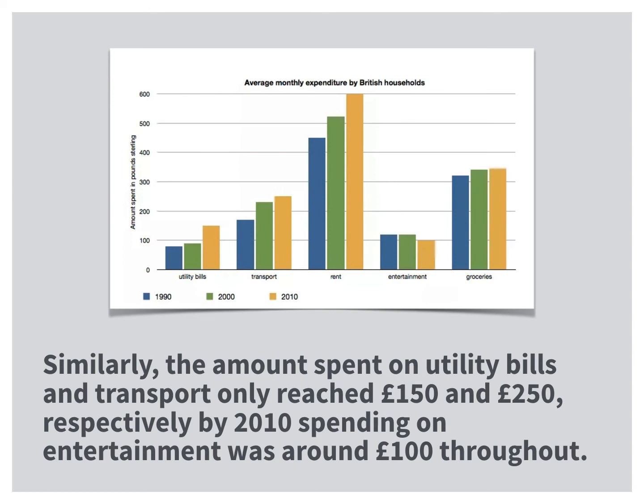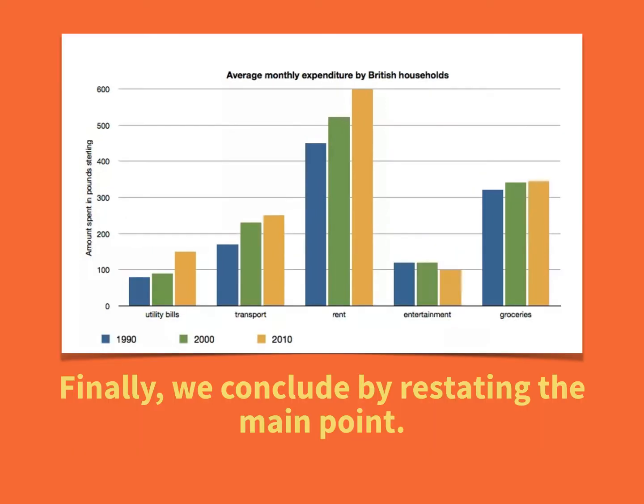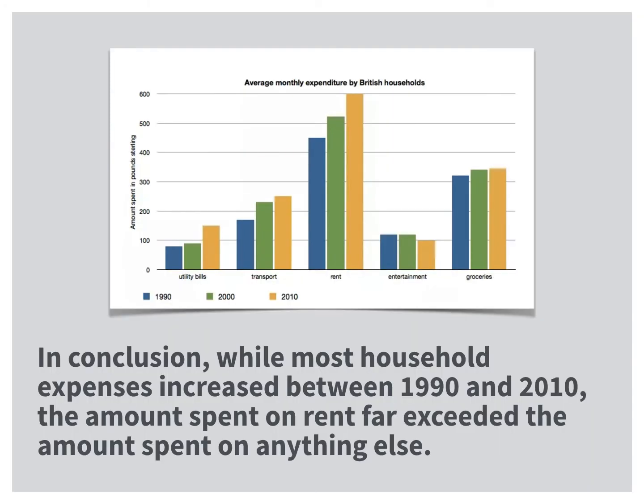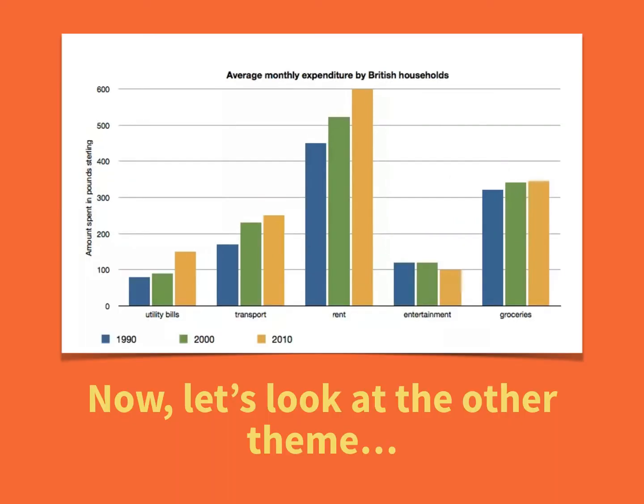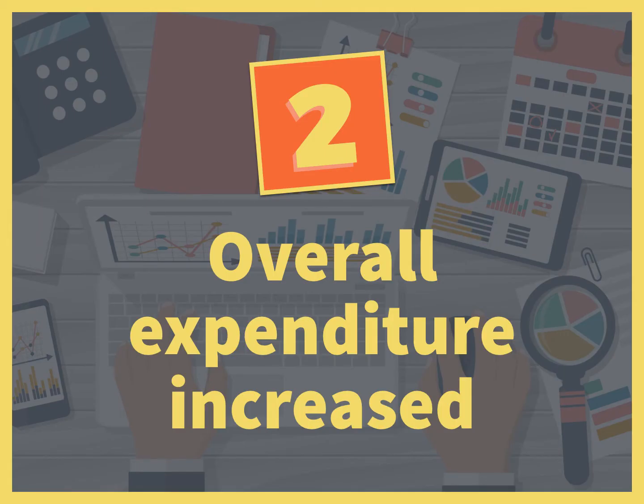Our trend is that rent is the highest, and we've mentioned that the amount of money people spent on entertainment was much lower than the amount of money people spent on rent. That's all we need to say. And then we can conclude with a simple concluding sentence that restates our trend using different words. And if you notice, what we've done here is we've acknowledged the other trend. We've said that the amount of money people spent increased between 1990 and 2000. But the main idea is that the money that people spent on rent was more than they spent on anything else.